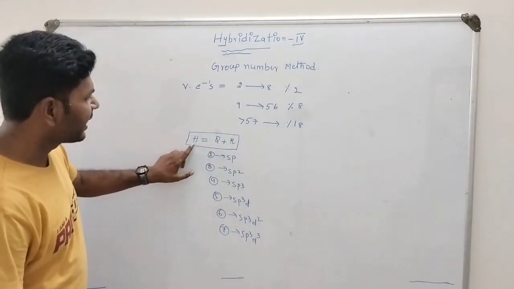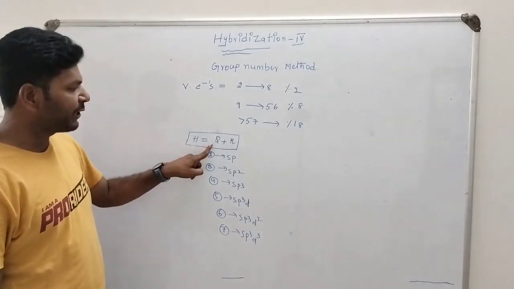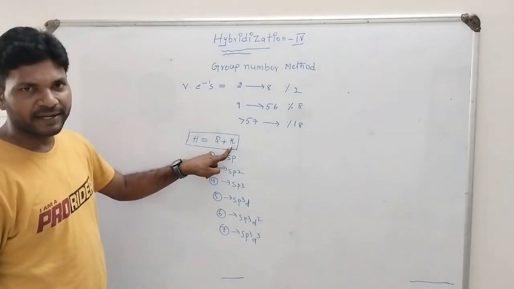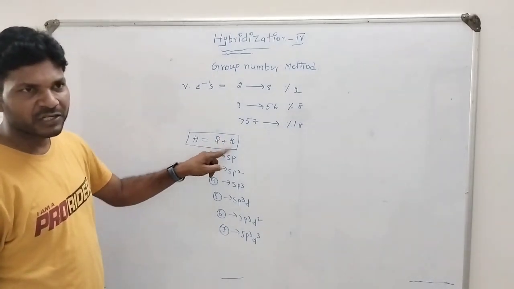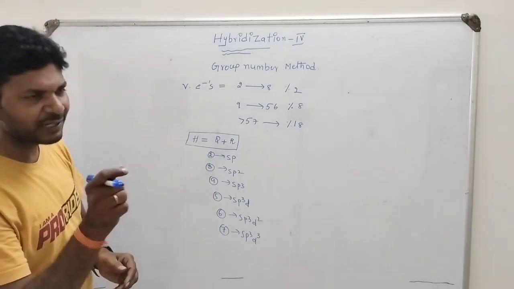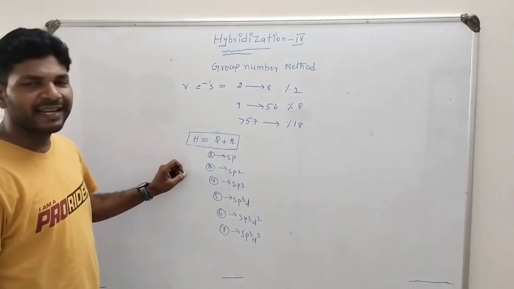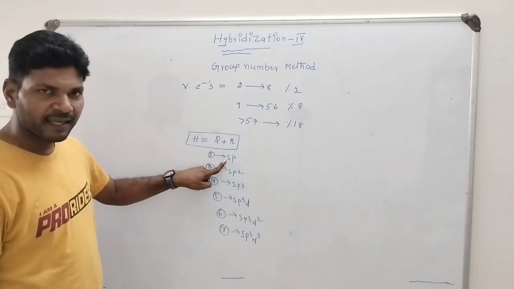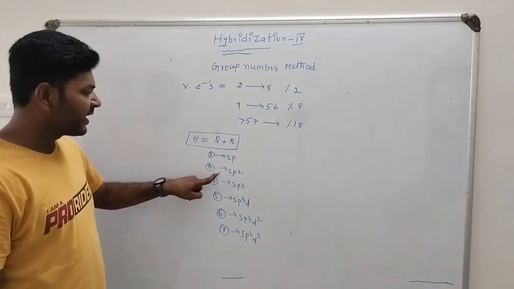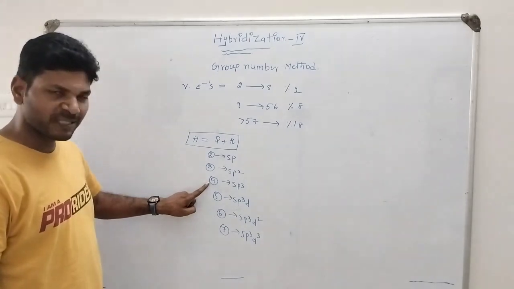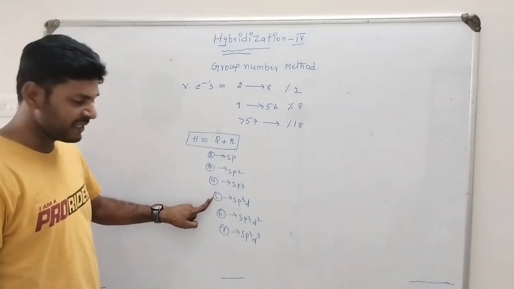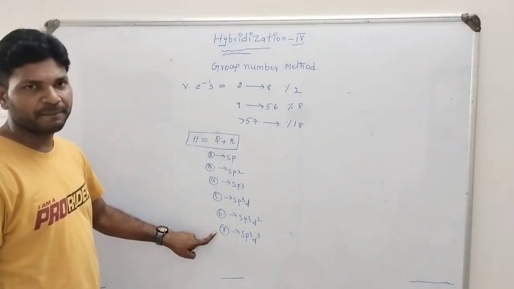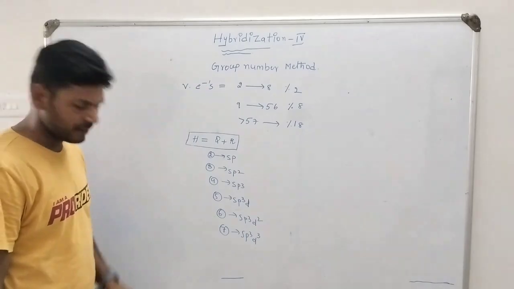Hybridization H equals Q plus R, where Q means quotient and R means remainder. Quotient plus remainder gives some value, and we consider that the resultant value. If the resultant value is 2, it is sp. If 3, sp2. If 4, sp3. 5, sp3d. 6, sp3d2. 7, sp3d3. Now we will do some examples.